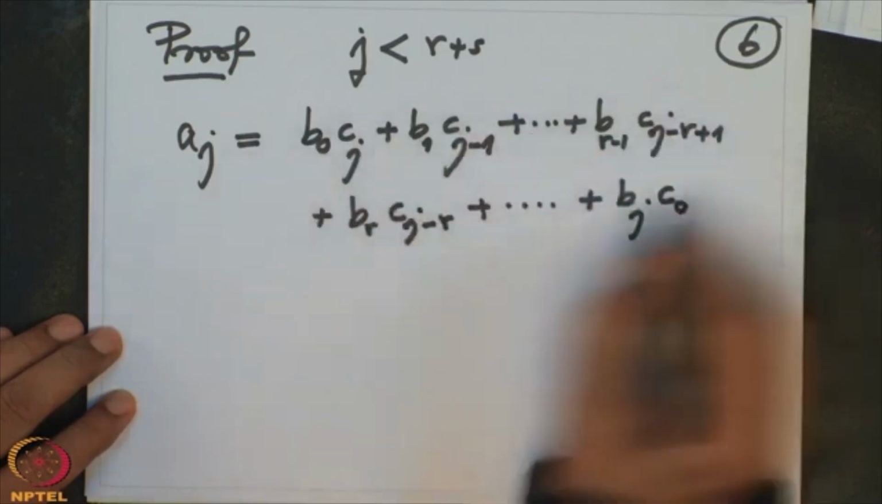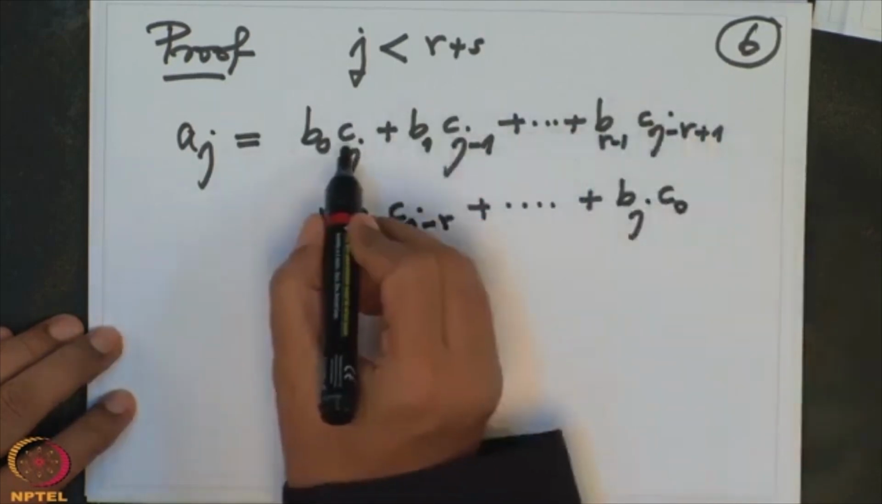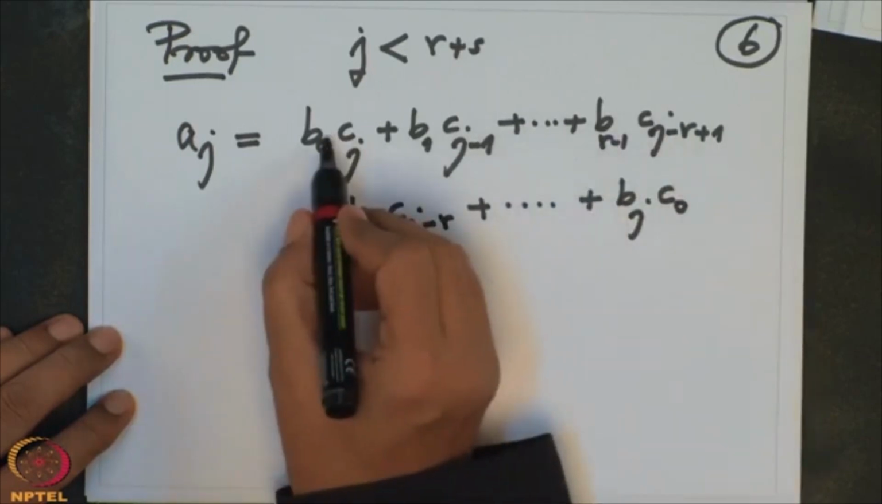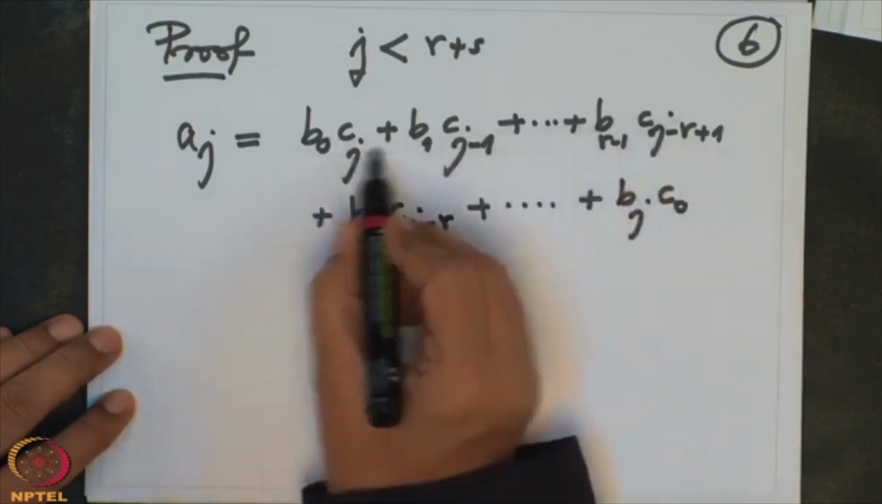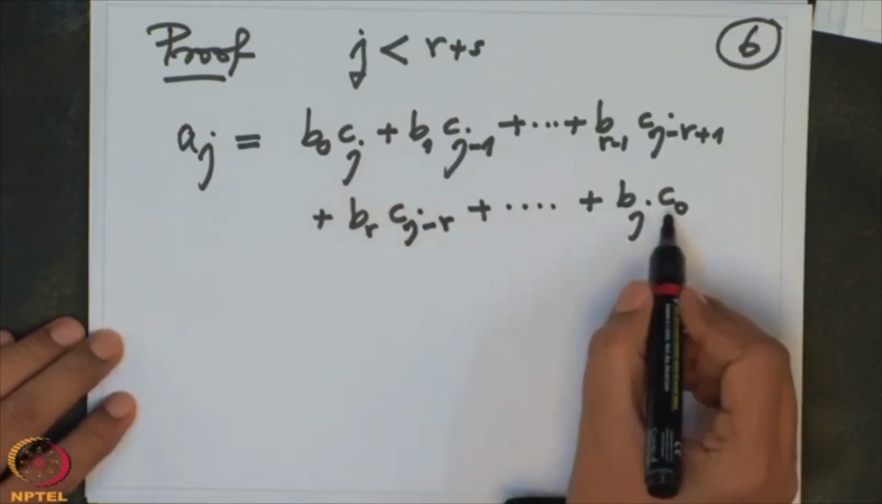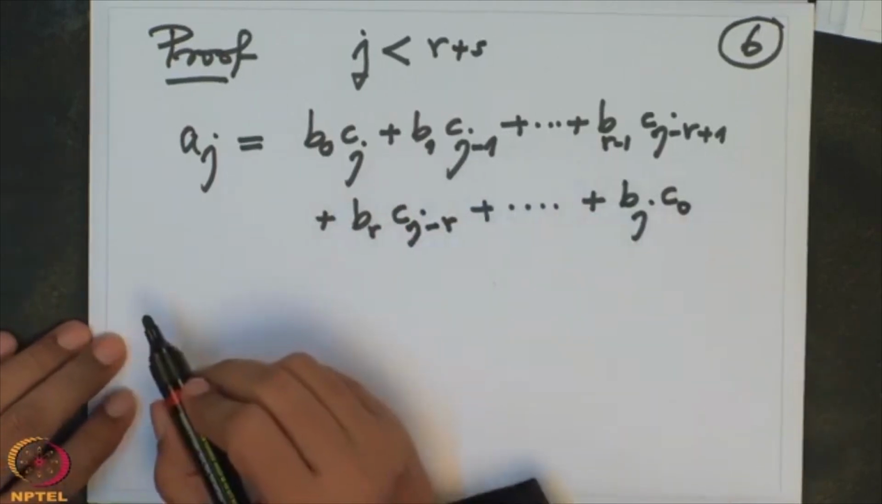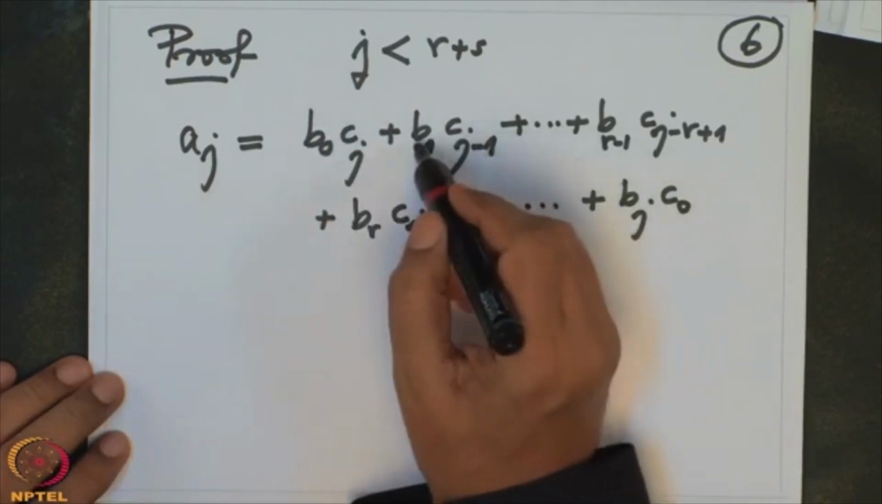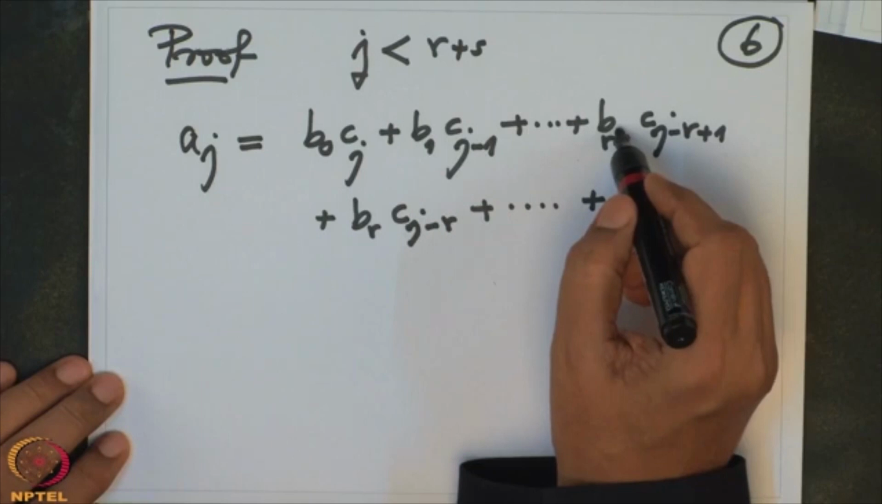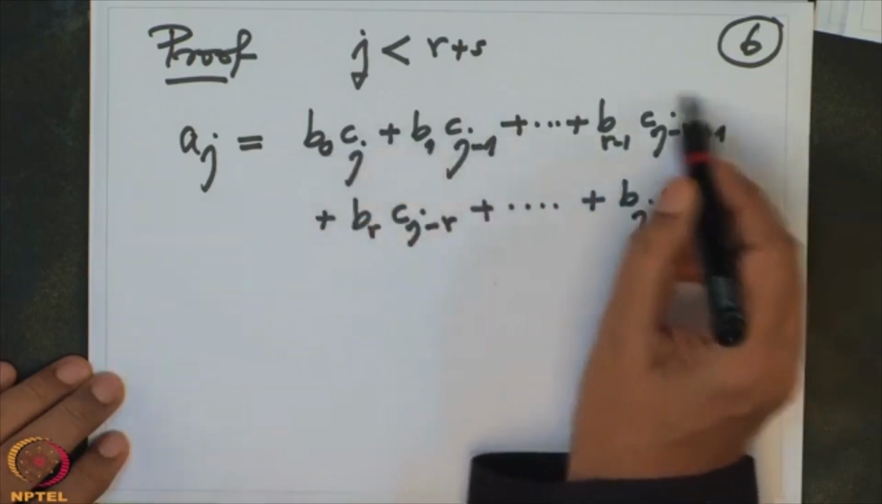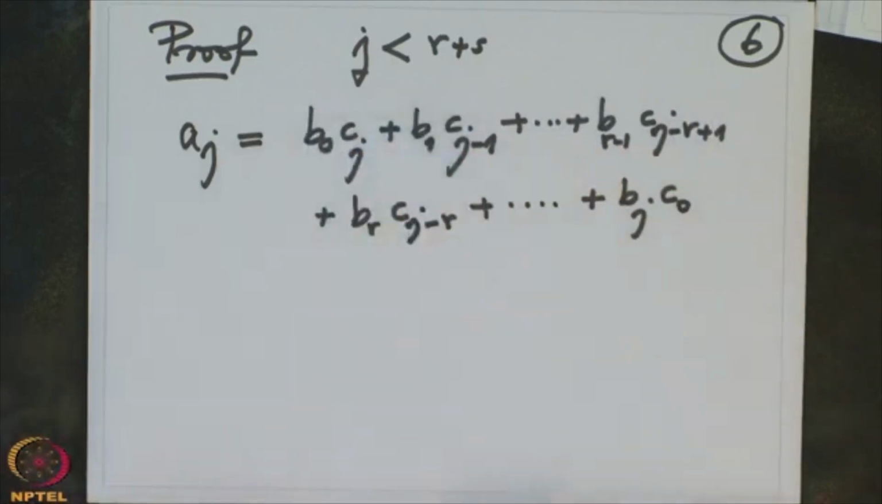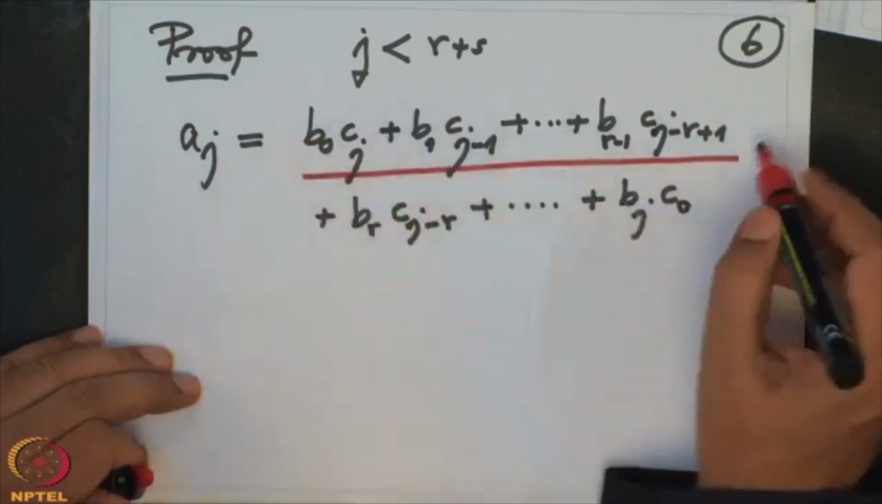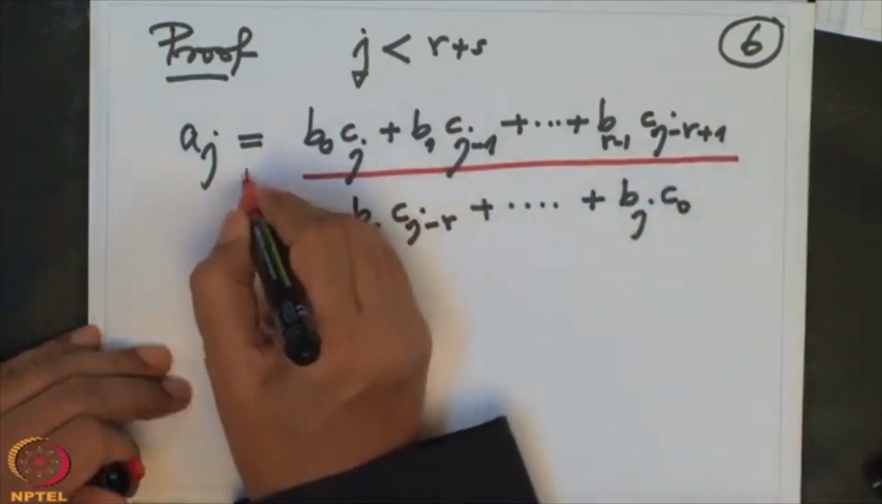I can descend the index of c down to 0. The index of c is descending and the index of b is increasing. So this is Aj. In this, p divides b0, p divides b1, p divides b(r-1). So this sum is divisible by p. P divides this sum.